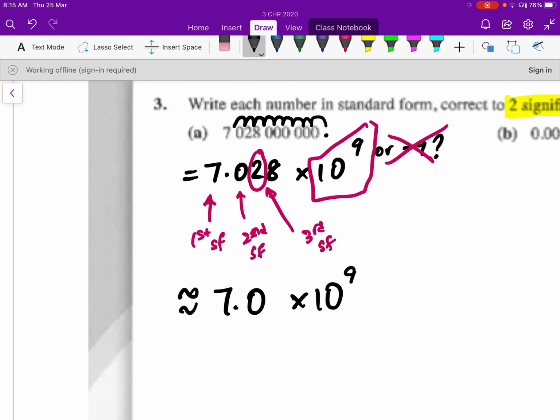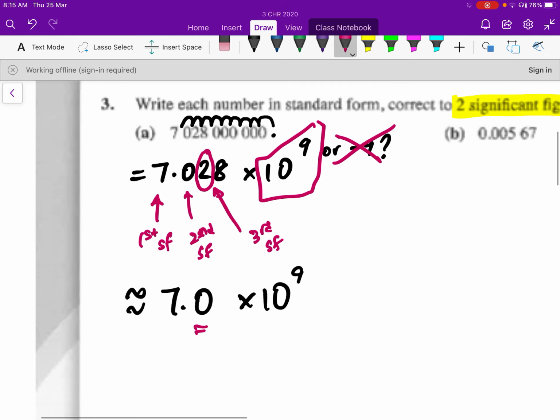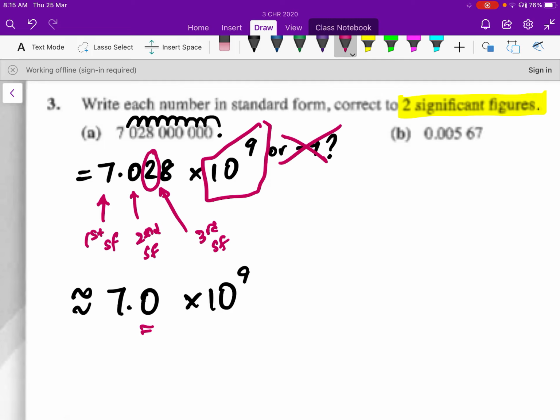At this point, you may be thinking, hey, Mr. Wong, just now you said that all the zeros after the decimal place don't need to be written. Then why are you writing this? The reason is because they wanted two significant figures. You cannot just leave your answer as 7 times 10 to the power 9, because this is only one SF. Okay, we need 2, so we need to have 7.0.